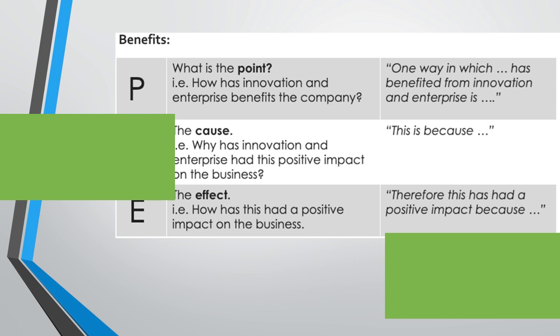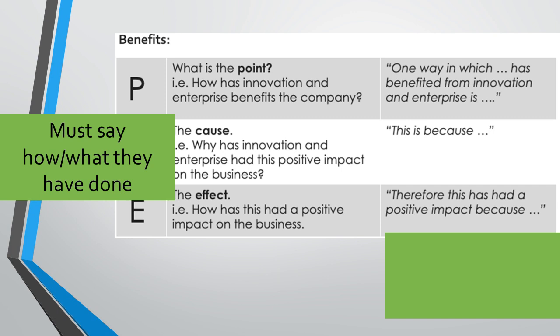So what you need to do with the benefit, because I think what some people have done is they've used the wrong writing frame for this part of the work. With your benefit, you now need to explain why innovation and enterprise has had a positive impact on the business. So you're merging your two points together that you've already identified. By merging that together, I don't mean copy and paste them together. It's about linking them both together. You need to explain how or why or what the business has done to have this positive impact, and then you need to explain the effect as well.